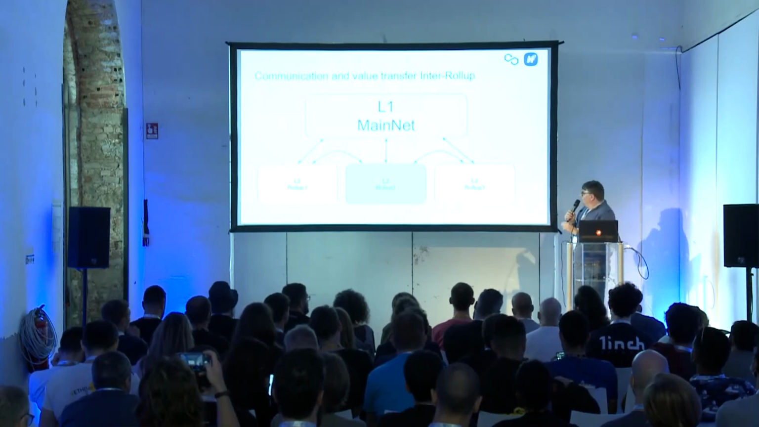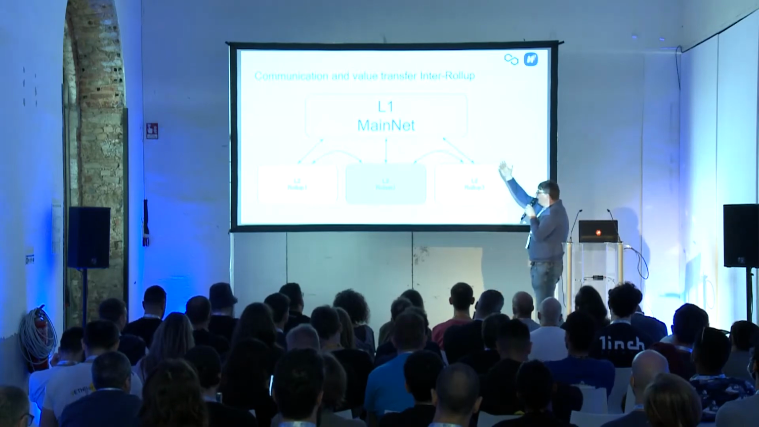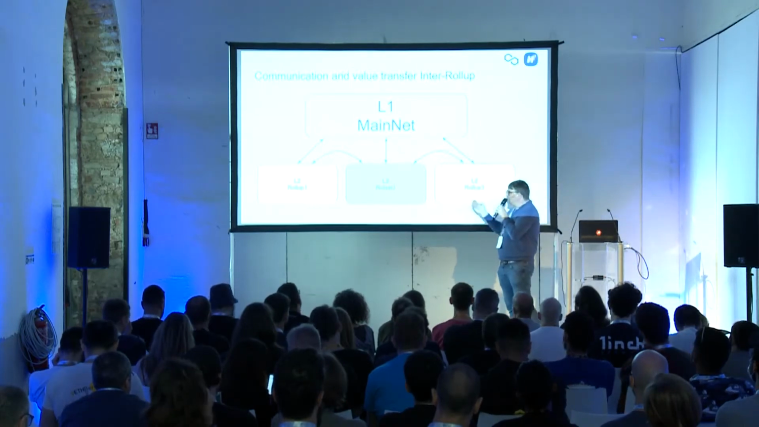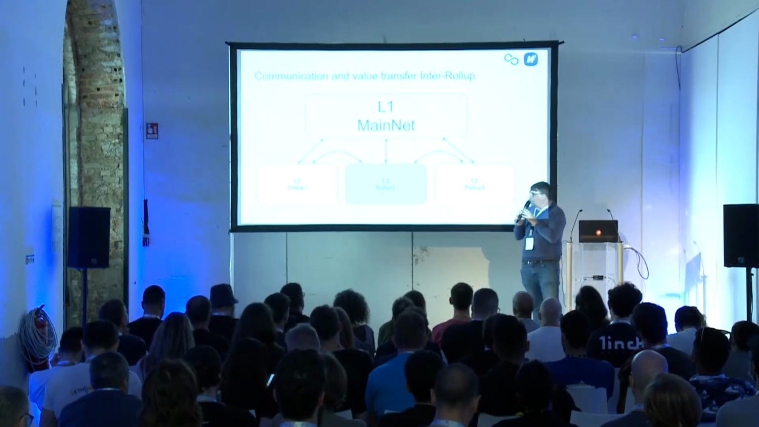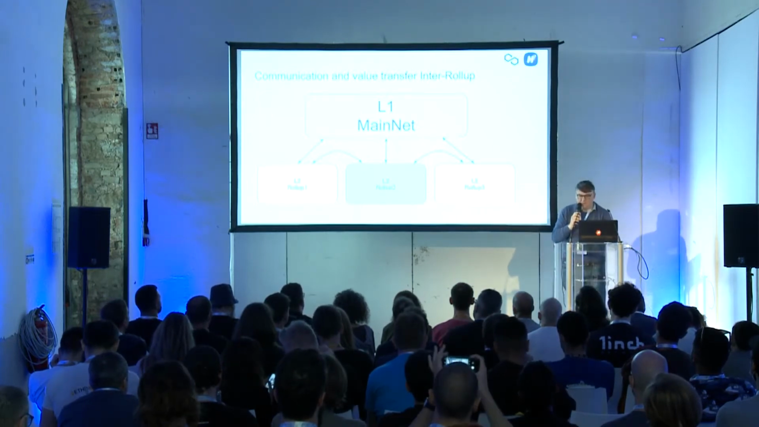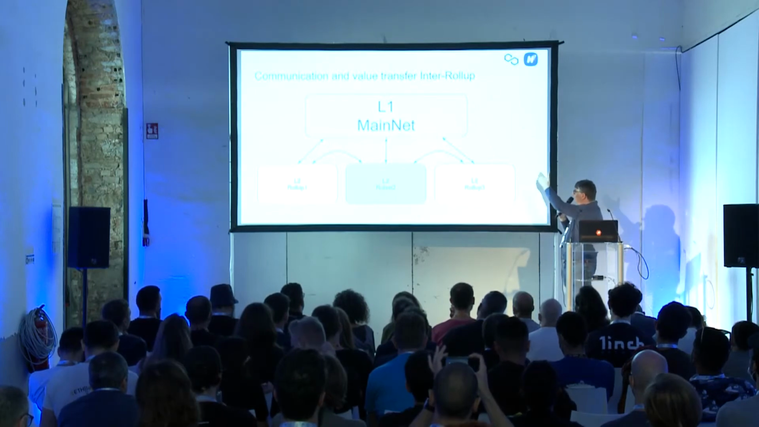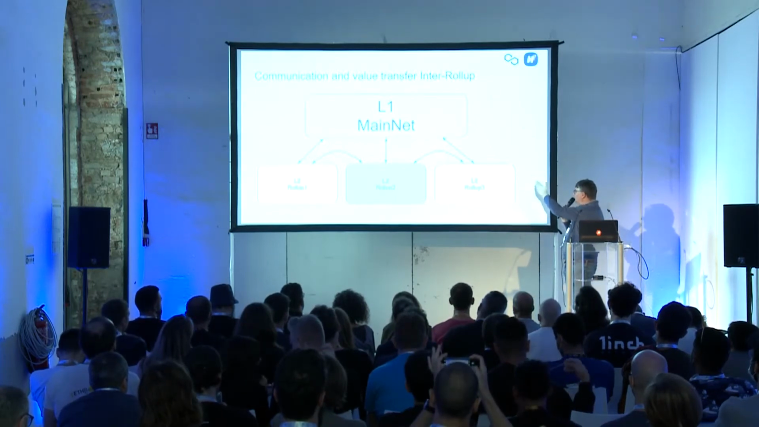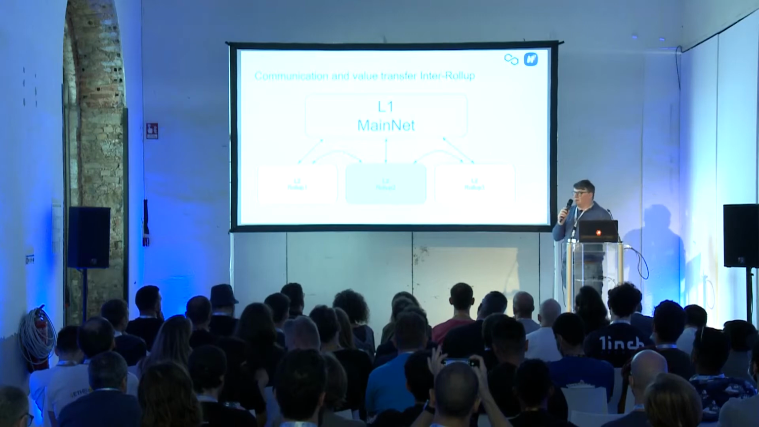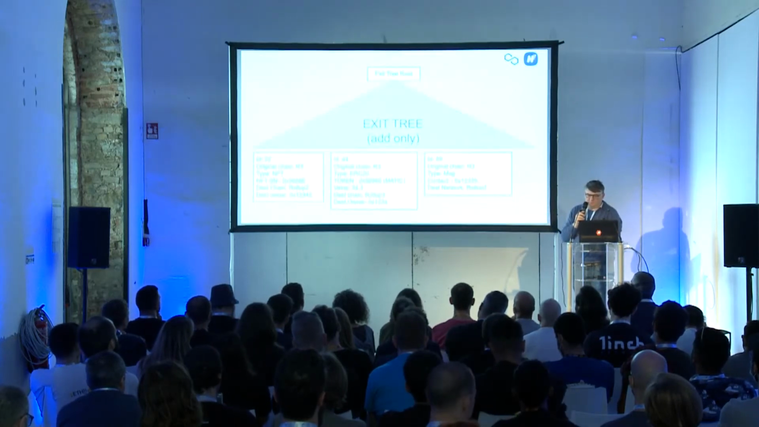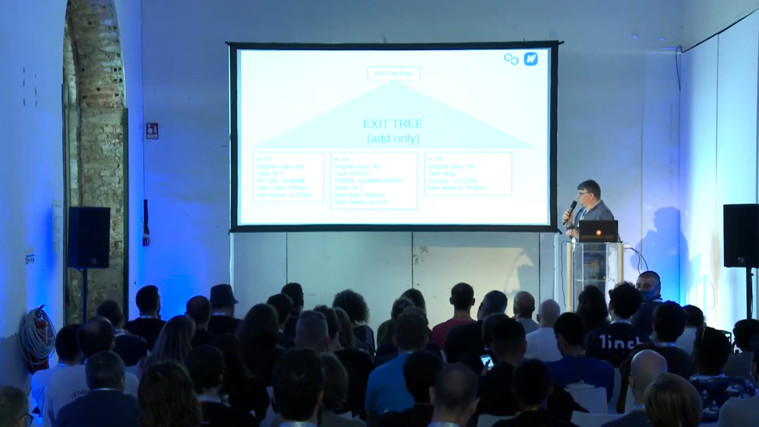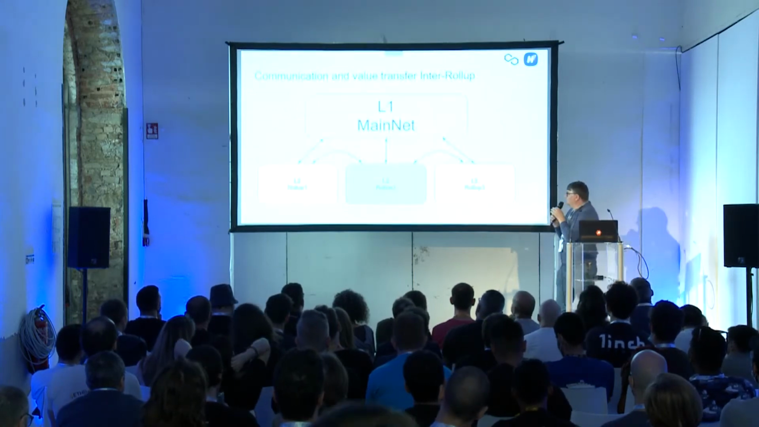So I want to show how this works. Here we start, for example, with a mainnet. Imagine that in this mainnet there are three rollups running. We call them rollup one, rollup two, and rollup three. And we want to move funds from layer one to rollup two, then to rollup three, and then back to the main network.